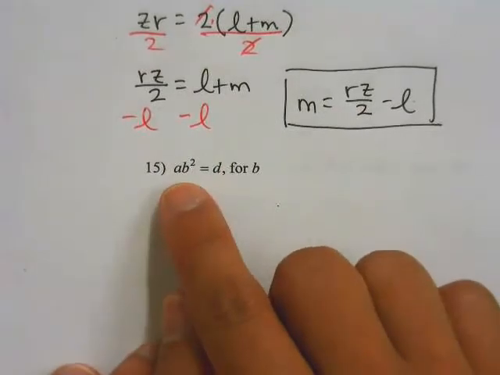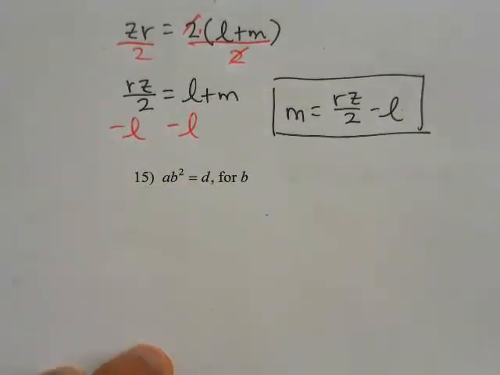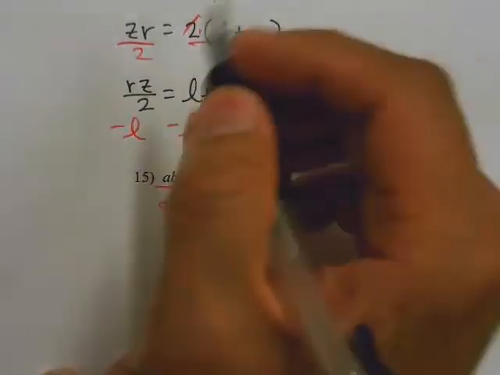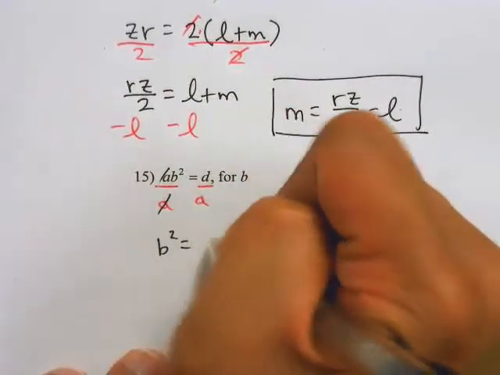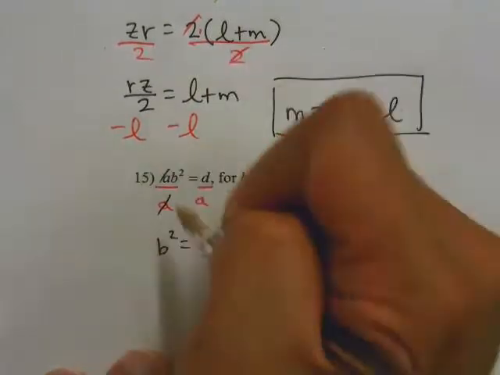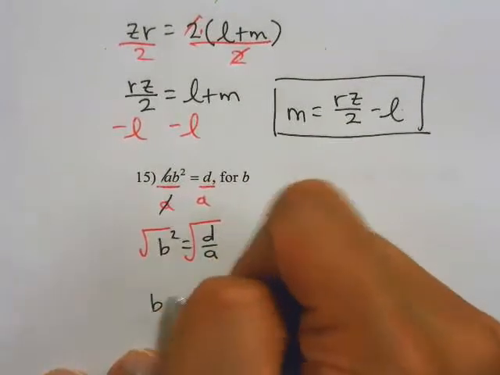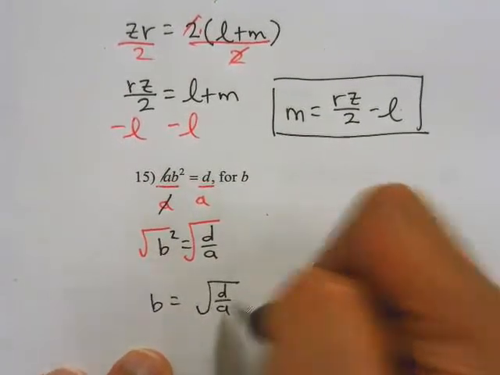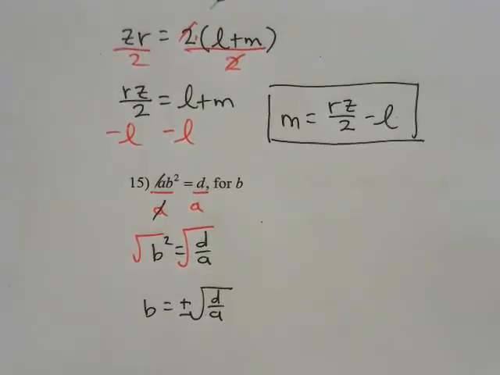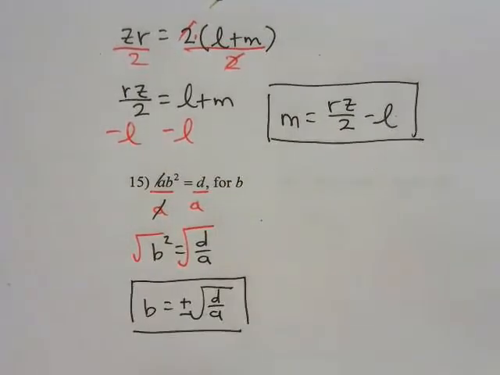15, a times b squared is equal to d, and we got to solve for b. So here's one way you can do this. I'm going to divide both sides by a. B squared is equal to d over a. And then from here to undo the square, you're going to square root both sides. B is equal to square root of d over a. But we can have plus or minus roots if we're going to square root both sides.